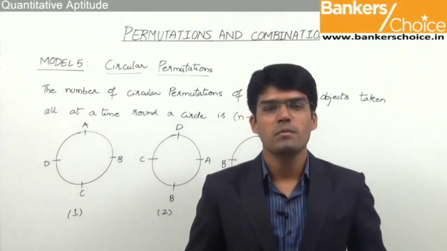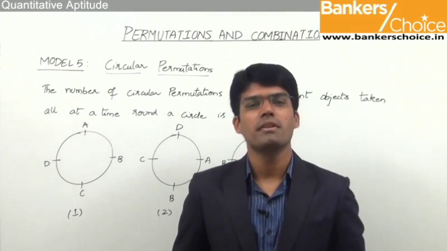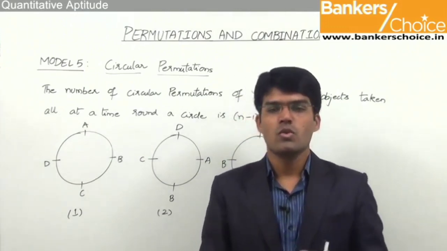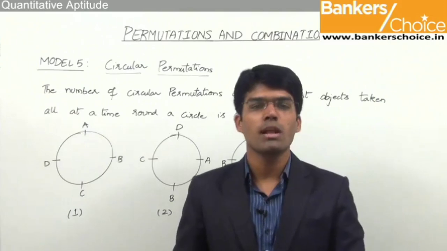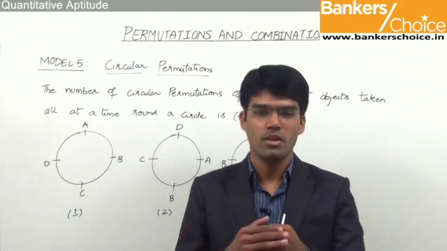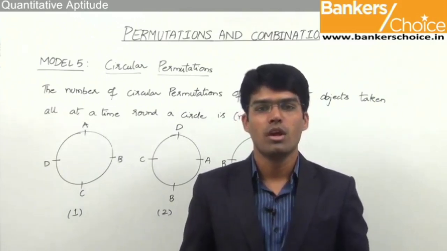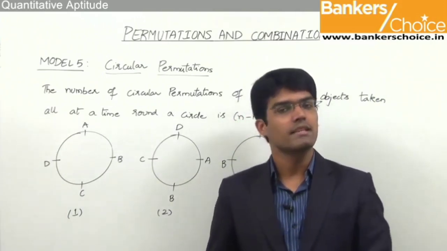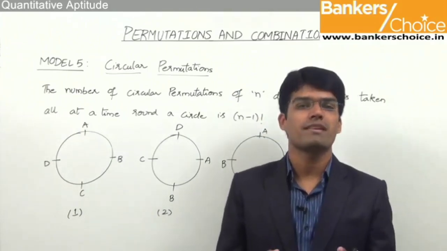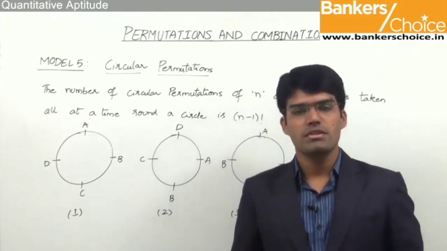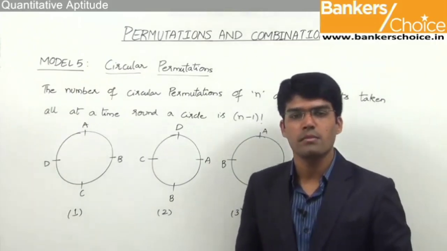Let us now take the fifth model from the topic of permutations and combinations, where we shall discuss circular permutations. So far, whatever we had learned was all about linear permutations, that is arrangement of objects in a straight line or arrangement of objects in a row. But in this model, we shall see circular permutations, that is nothing but arrangement of objects around a circle. Let's understand what is meant by circular permutation and how we get the number of circular permutations.